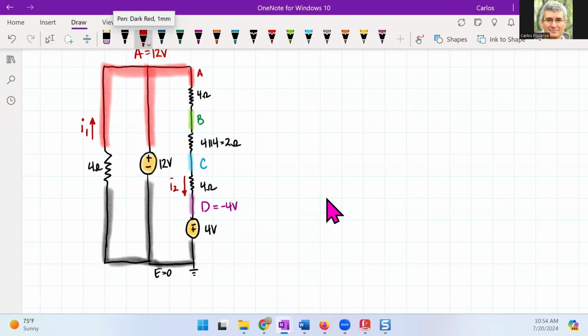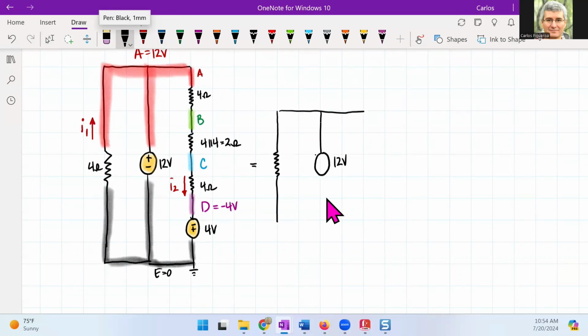Now, when I look at the circuit, we could simplify quite a bit. And the reason why is that all of these resistors are in series, so I could write it as one resistor. So now the equivalent circuit tells me that I have my source, which is going to be 12 volts.